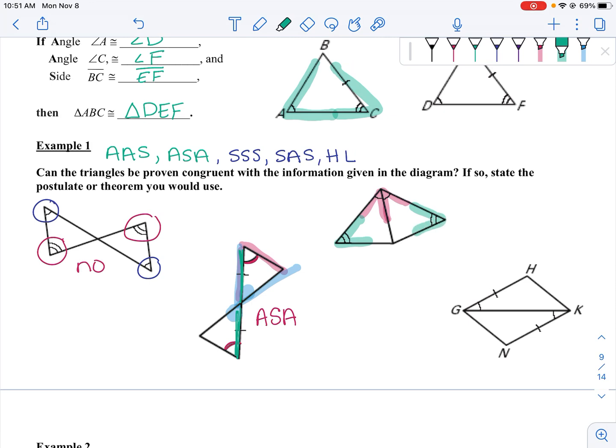So I've got two angles. Is there anything else I know? I've got that shared side, so I could add a tick mark. So I have two angles and a side. I need to determine if the side is included or not.